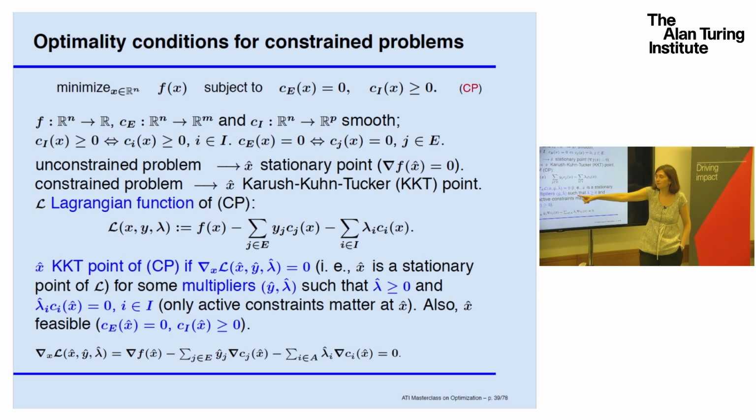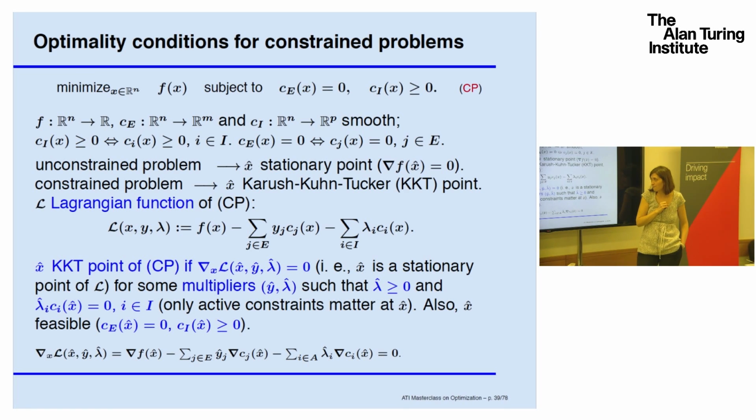So stationary points of the Lagrangian function are KKT points, provided also that they are feasible. Of course, I only care about feasible points. And I also have one more thing that I need to satisfy. I need to satisfy something when it comes to inequality constraint multipliers.